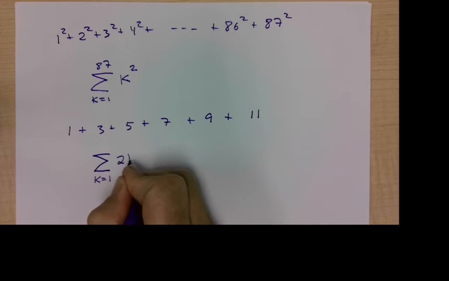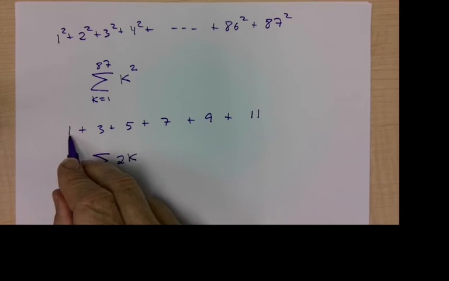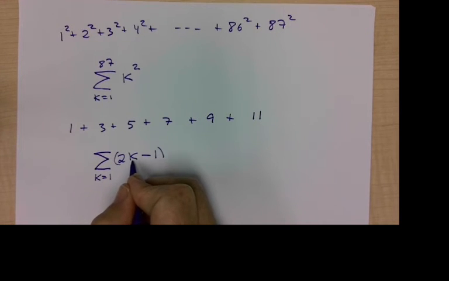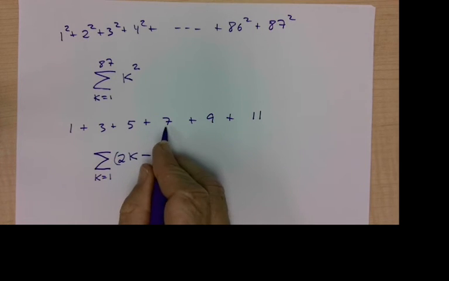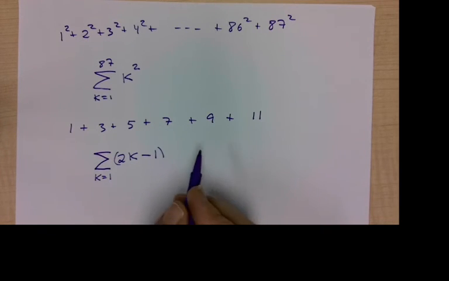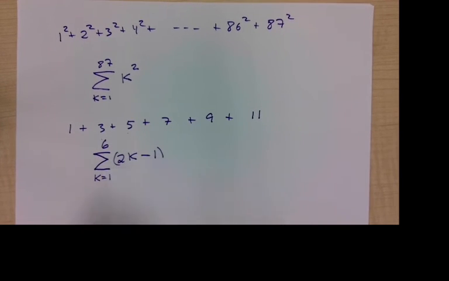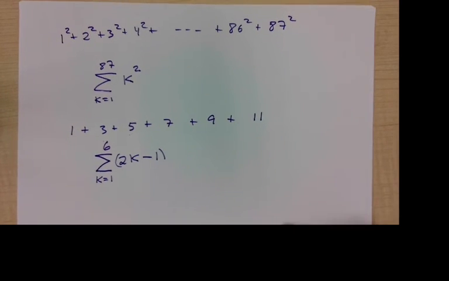If we look at 2k, 2 times 1 is 2. How do I get to 1? Let's subtract 1. Is that good enough? 2 times 2 is 4, minus 1 is 3. 2 times 3 is 6, minus 1 is 5. 2 times 4 is 8, minus 1 is 7. How many do I go? 1, 2, 3, 4, 5, 6. K goes from 1 to 6 of 2k minus 1.